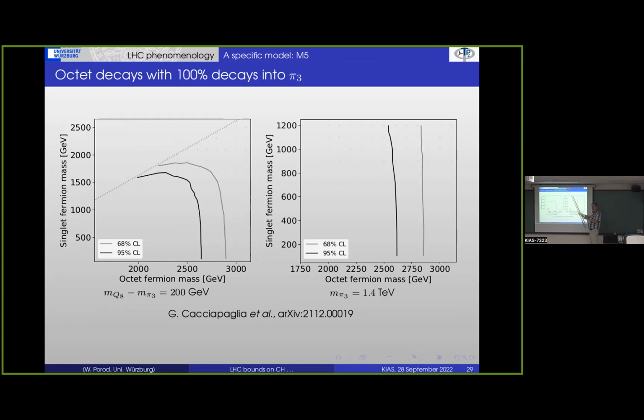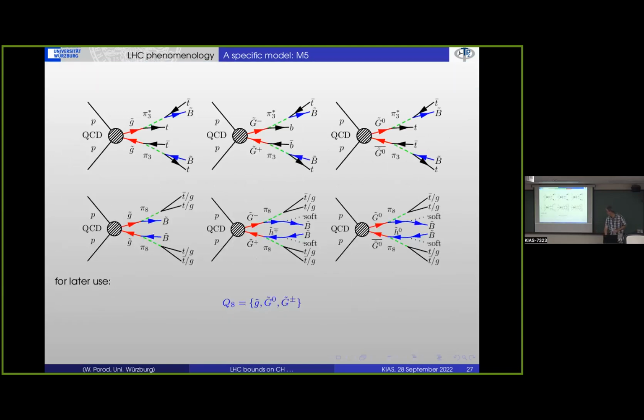If I assume now 100% as a limiting case into the pi 3 here, what you see here is the octet mass. I should say when I write here Q8, let me go back here. If you write Q8, it's really the sum of all of these color octets here. That's what the meaning of the Q8 is. So simply what's important is the color octet property. The electric charge, whether it's Majorana or Dirac, is not very important at this stage.